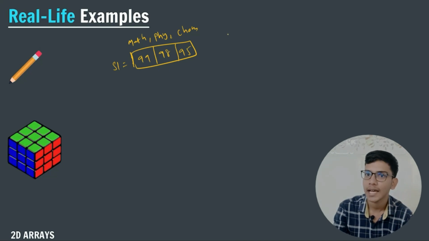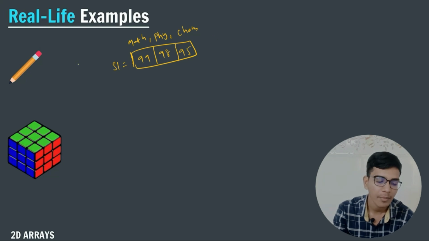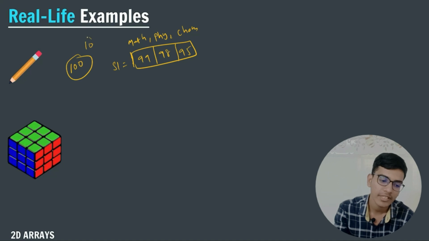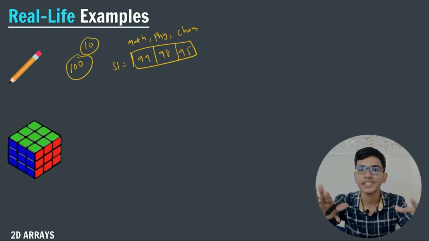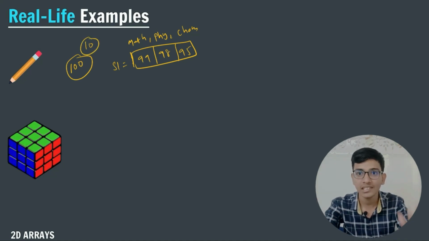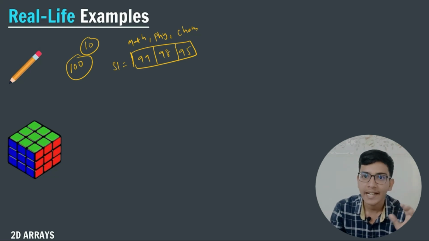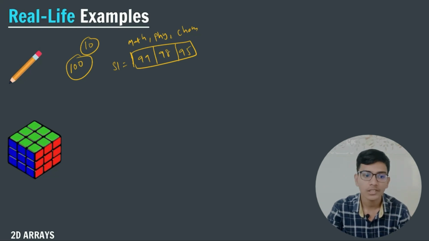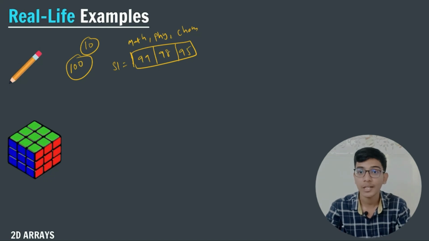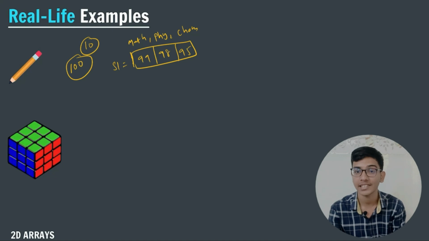Now here is the catch. Suppose I want to store the marks of 100 students, or marks of 10 students. Creating 10 separate arrays is not a logical way, and it's not an efficient way, because if I create 10 arrays, it becomes hard to manage and to locate or access that number of arrays.